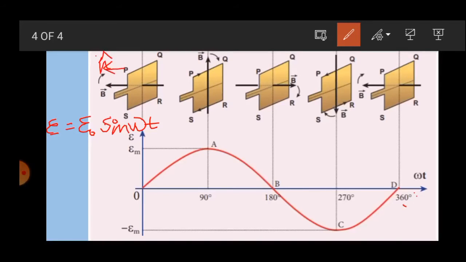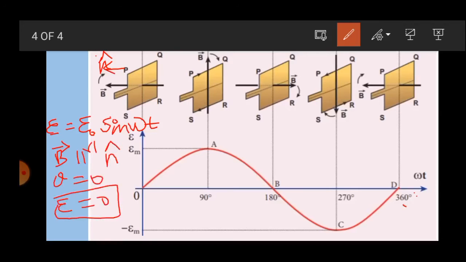So B is parallel to the n unit vector. What is the angle? It is 0. Now substitute the value: sin omega t, sin 0 is equal to 0. So here the magnetic field and A are parallel to the normal unit vector. Here theta is equal to 0. So the induced EMF is 0.